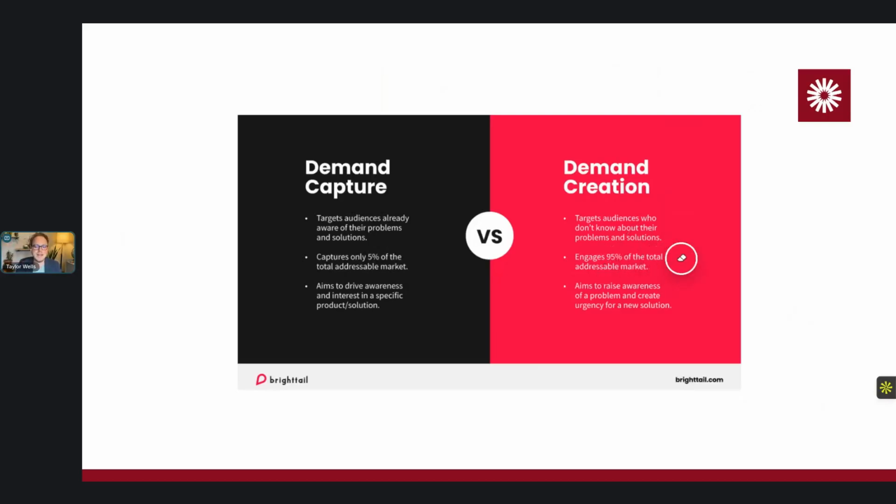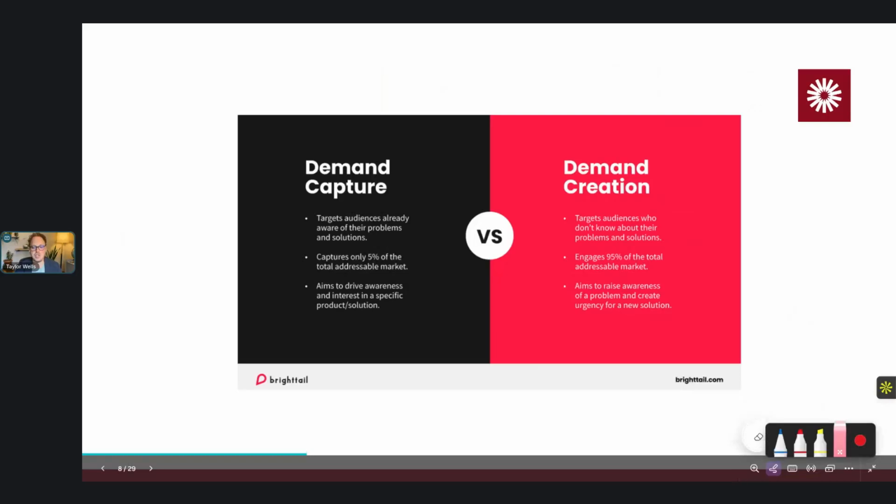And creating and generating demand is about how do we get those folks that are not in market? How do we build that trust, build that curiosity over time, so that when they do come into market, either by our influence, because we've educated them on a problem or provided opportunities for a solution, or they come into market and they think of us, because we built that trust and that relationship with them.